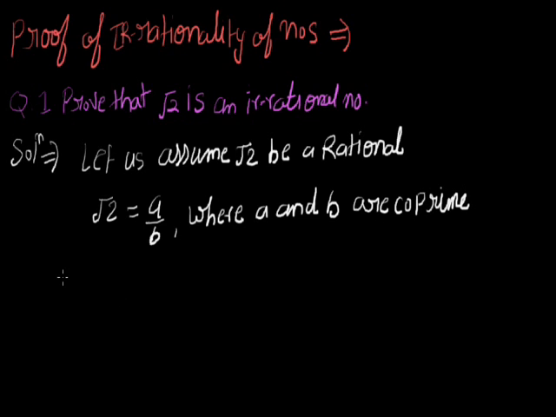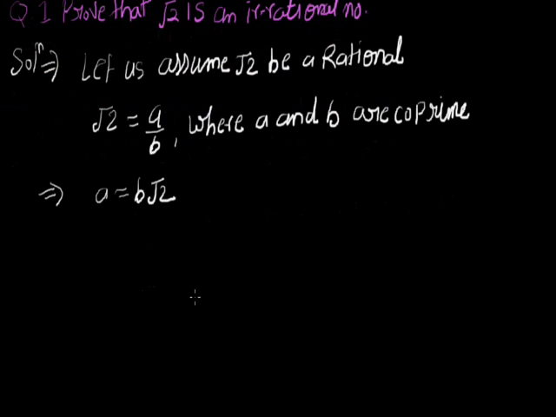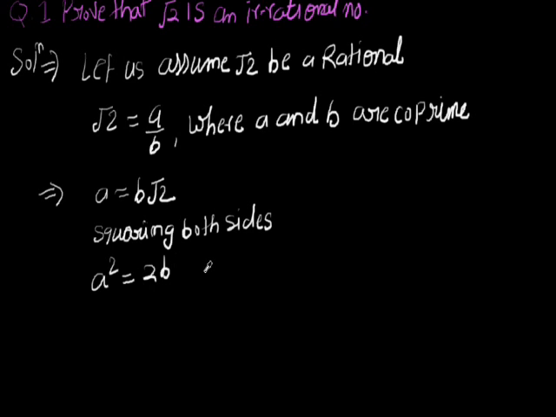Now, if I cross multiply this equation, I will get a is equal to b into root 2. Now, for removing the square root, I am squaring both sides. Then we will get a square is equal to twice of b square. That is our first relation.